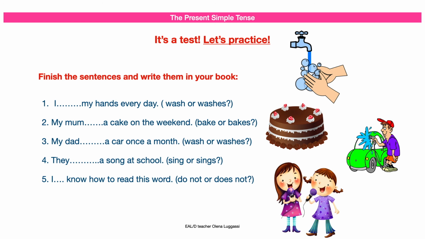Number 5. I know how to read this word. Do not or does not. I don't know or I does not know. Which one are you going to choose? Okay, finish the sentences and write them in your book. I will check your answers later.